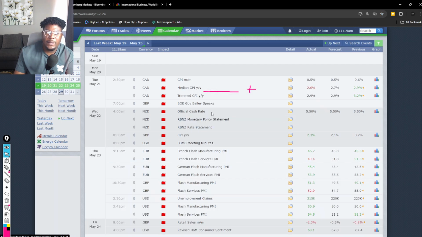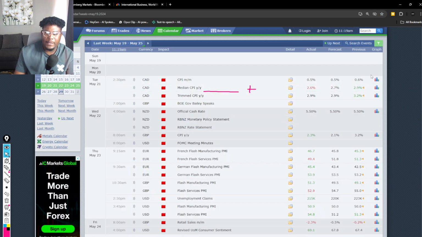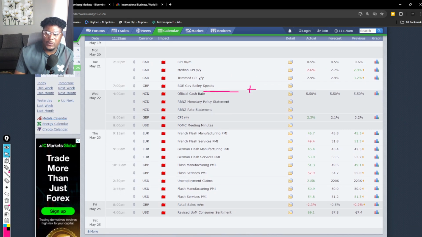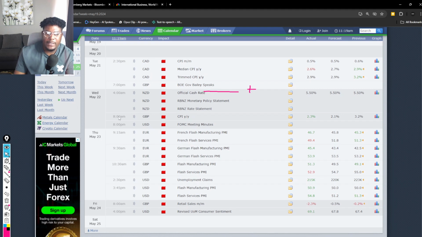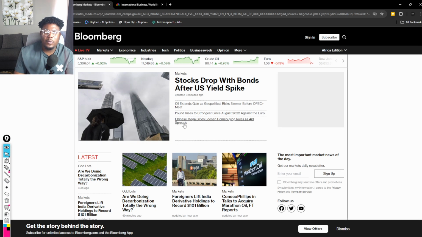Let's go to last week. GBP actually was going up since last week because I saw some CPI. Oh yeah, you can see here we had CPI from GBP, which was 2.3. That actually will lead to a rate hike, or maybe not cutting the rates. That's not really good. So let's go back to Bloomberg.